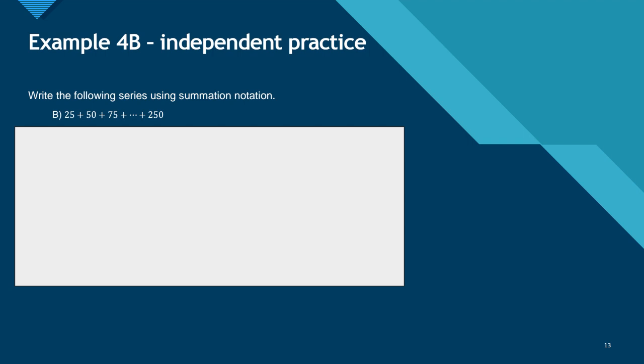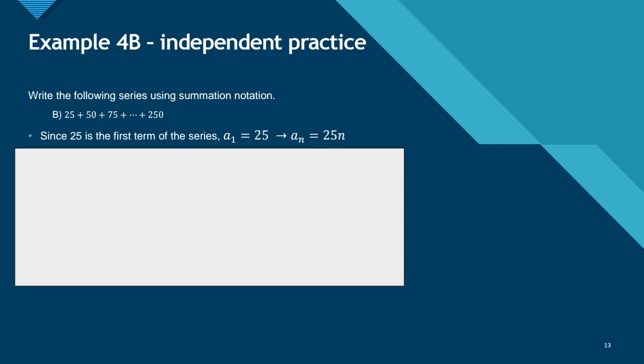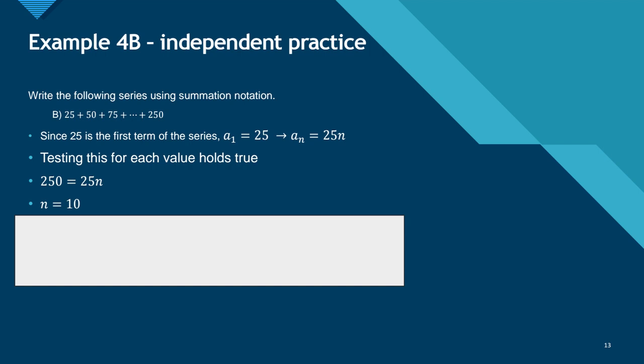So the first question is, what do you think is the function that relates each term in the series? So you should get a sub n equals 25n. And then what is the maximum limit of the series? So what's the top number on the sigma? So then which of the following would be the correct notation for this series using summation notation?